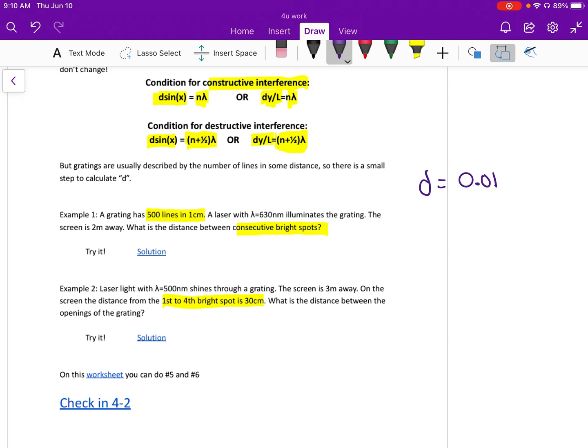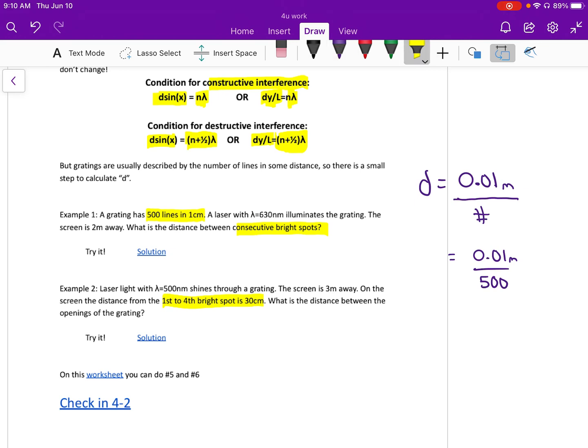The D is 1 centimeter, so we're going to put that in meters. Oops, I said it and then I did it wrong. 1 centimeter is 0.01 meters. Then we're going to divide by the number of lines. So for example 1, our D value will be 0.01 meters divided by 500. Whatever we get by that division, that'll tell us the D value.